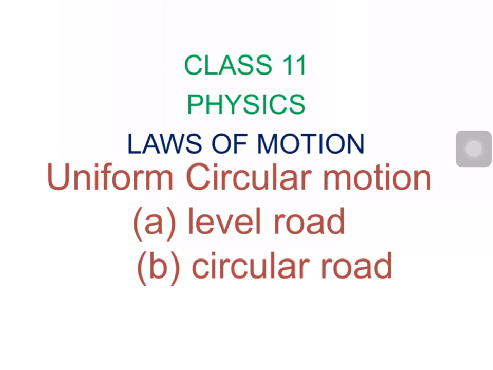Today I am going to discuss uniform circular motion. In this topic, we have two things: one is the level road, and another is the circular road. In the case of the level road, what velocity do we have to maintain, as well as in the circular road? And what is the condition for skid in the circular road? Clear. So these things are discussed.